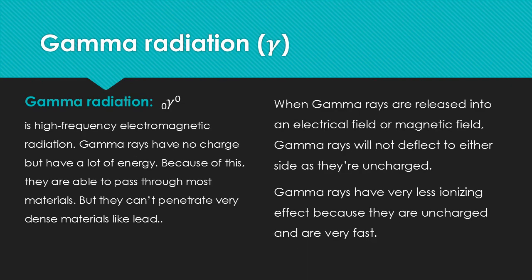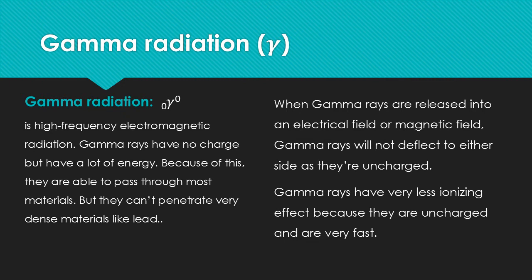The third type of decay is gamma radiation. Gamma radiation is energy, high frequency electromagnetic radiation. Gamma rays have no charge, also have no mass, but have a lot of energy, more energy than even visible light or X-ray. So gamma radiation has more energy than visible light or X-ray. They have no mass, and also no charge.